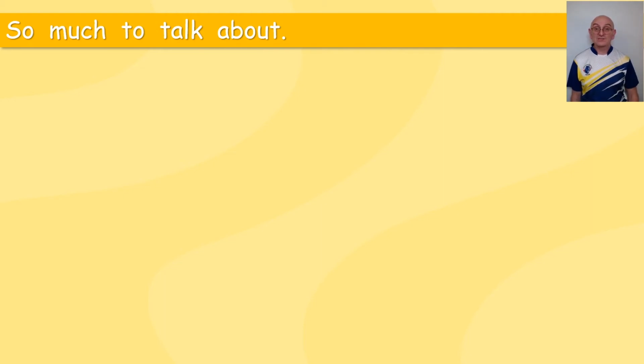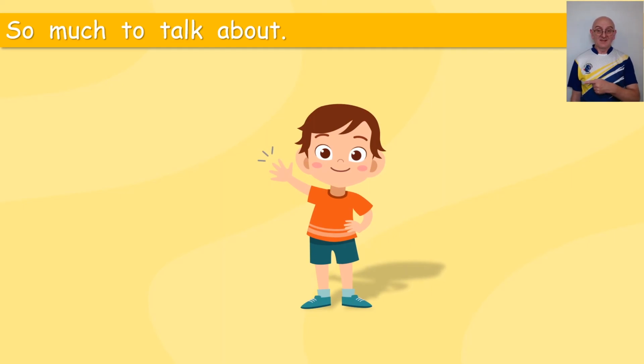We have so much to talk about. What about this boy? Short. Brown eyes, blue eyes, green eyes. Long hair, short hair. Brown hair, no hair. So much to talk about. Why? We all look different. Everyone.